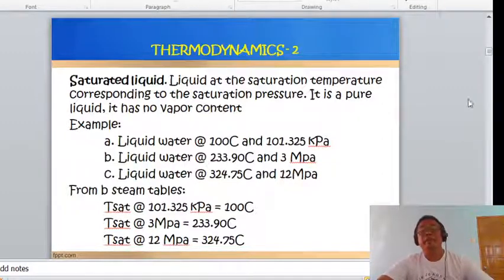Take note class, the steam table is composed of 4 tables. Table 1 is for saturation temperature. Table 2 is saturation pressure. Table 3 is vapor. And table 4 is for compressed liquid.